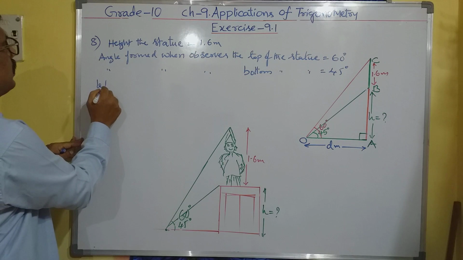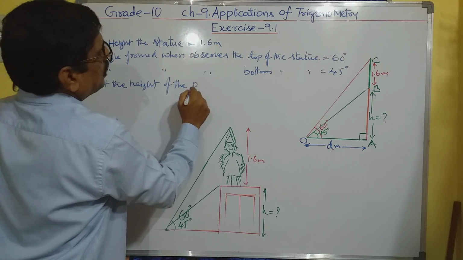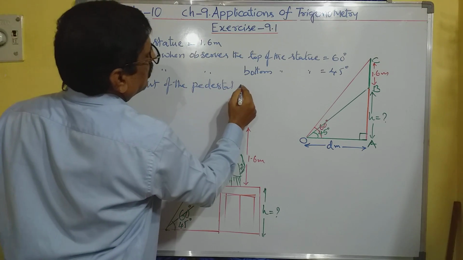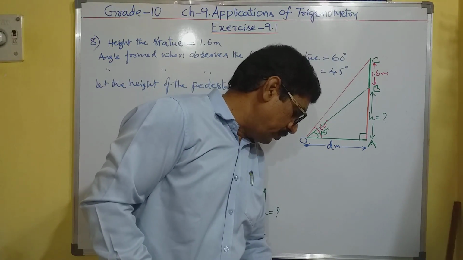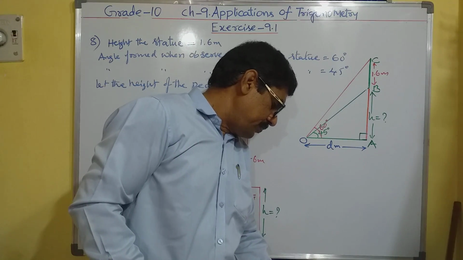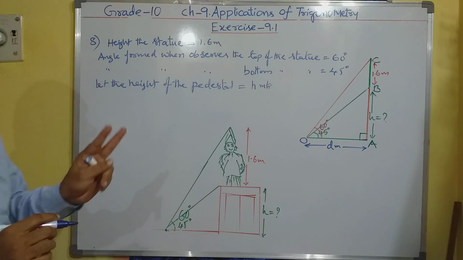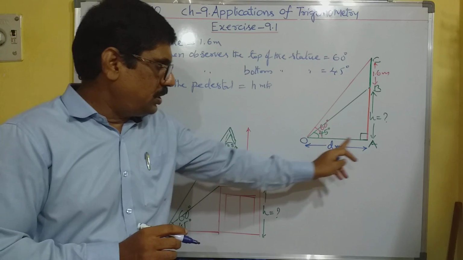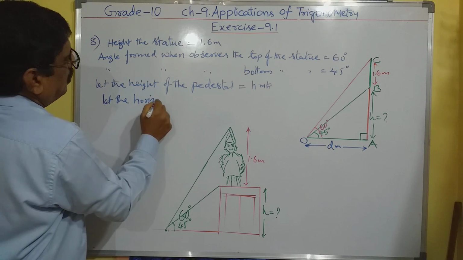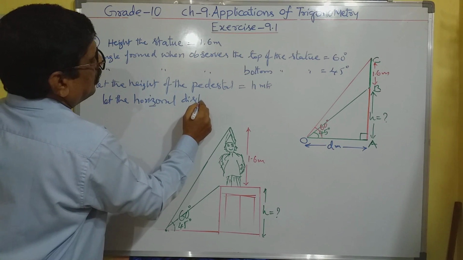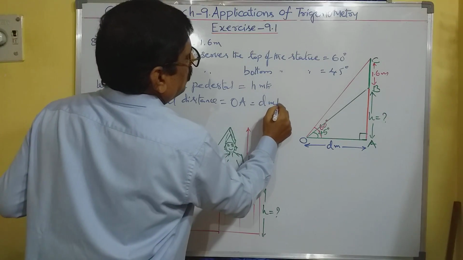Okay, and let the height of the pedestal is equal to h meters. So we have taken the height of the pedestal is h meters. Okay. Now see here we have got two right angle triangles and the horizontal distance, let the OA is equal to d meters. So this is the information.